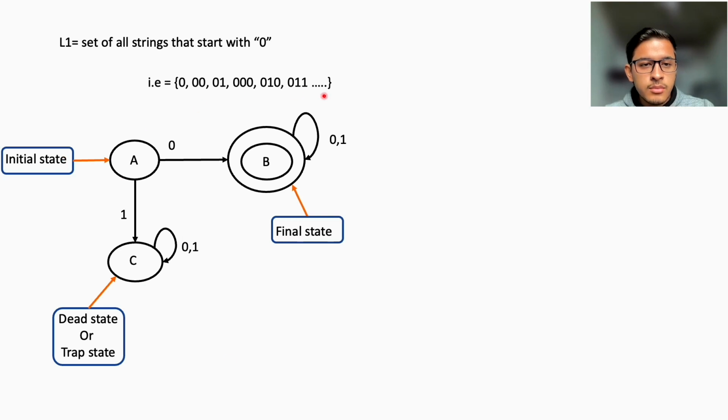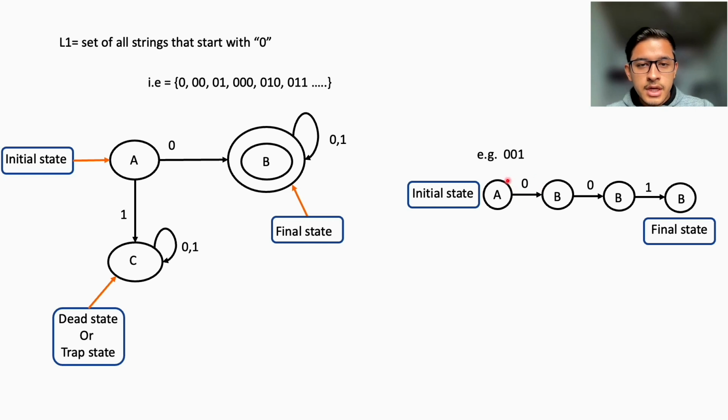So let us verify this DFA using some examples. First we take the string 001. We start from the initial state A, and when it takes input 0, it goes to B. So it is correct. Again, when we get input 0 in B, it goes to B again, as we have made a self loop here and it is a final state, so it will stay in B. Again, when we give input 1, it stays at B only. So this is a final state, so the first string would be accepted.